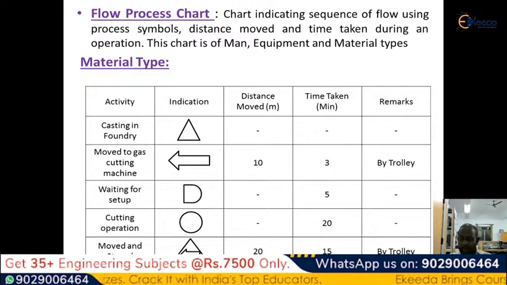Right. Now the product is in the gas cutting machine. Now this gas cutting machine has to be set up. For this setup, the gas cutting machine is not going to move, and the product is not going to move. It is going to be near the gas cutting machine, but it is going to have a time delay. So here the distance is going to be 0 and you are going to have a time delay. Say, for example, I have given 5 minutes for setup of that particular gas cutting machine. So as a product, I am going to wait before the gas cutting machine for 5 minutes.